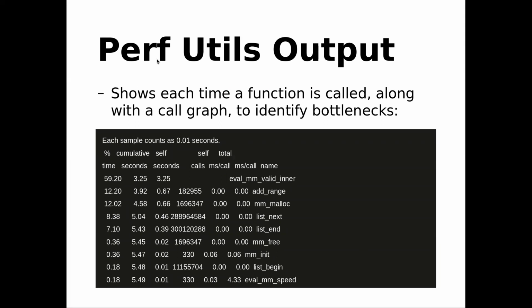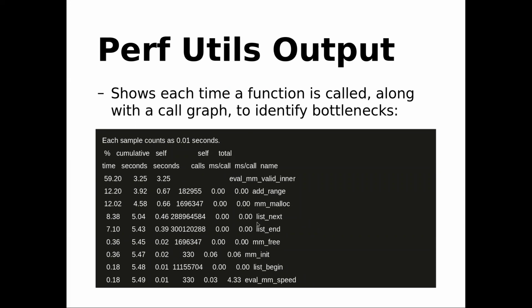So here's an output of what the perf utils could look like. You can see there's a malloc call here. It says it's taking 4.58 seconds for the whole program. Here's a percentage of time for each function. This one is eval valid inner. This one looks like it takes 59% of the time. This one, add range, takes 12% of the time. So you can kind of see where most of these performance issues are coming into play.